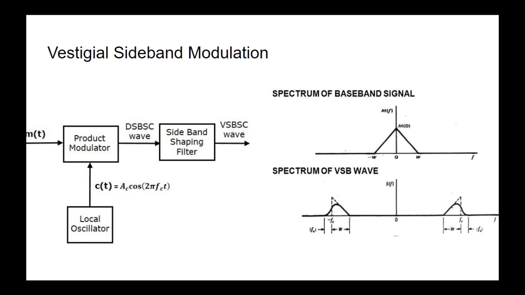So we can see the spectrum of vestigial sideband modulation. The upper figure is the spectrum of the baseband signal, and the lower figure is the spectrum of vestigial sideband modulation. Here we are using a band pass filter, but this band pass filter is passing almost the full amount of lower sideband, but with some portion of upper sideband.